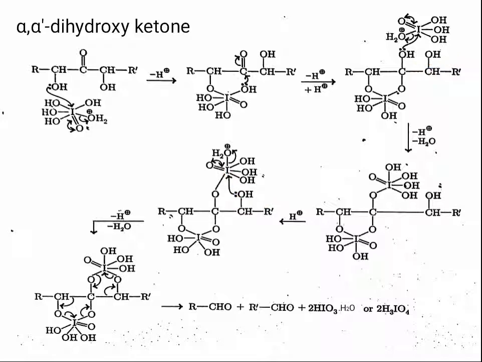So at last two bonds will be broken. Here one C-C bond and another C-C bond. So two simultaneous bonds will be broken. So at last you will get an aldehyde, another aldehyde, and this H3IO4.